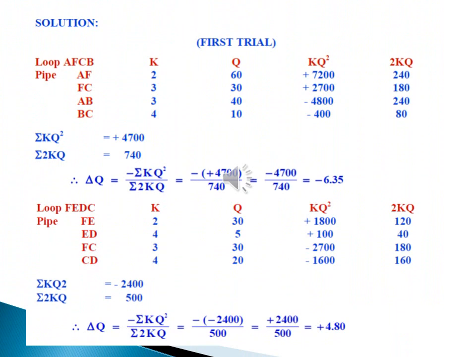Solution of the example. First trial. Mathematical calculation of both KQ squared and 2KQ. Hence, you can calculate the correction vector delta Q as shown in front of you in both loops, AFCP and FEDC.